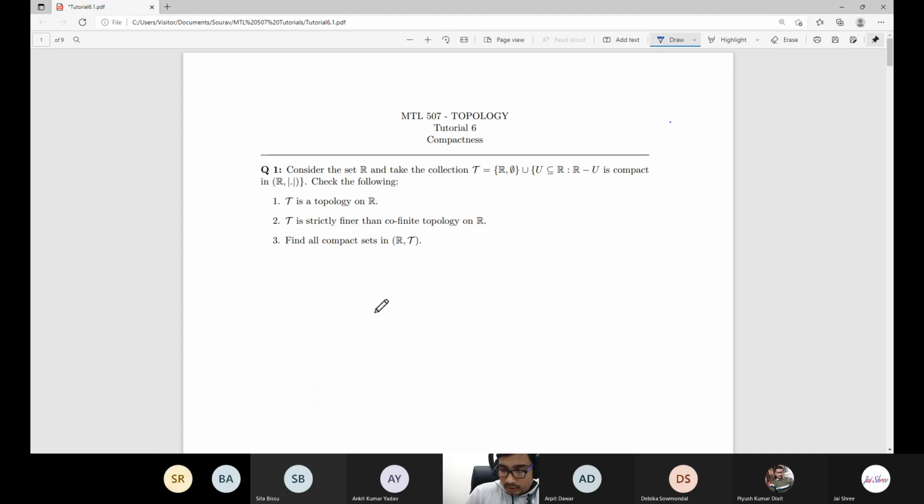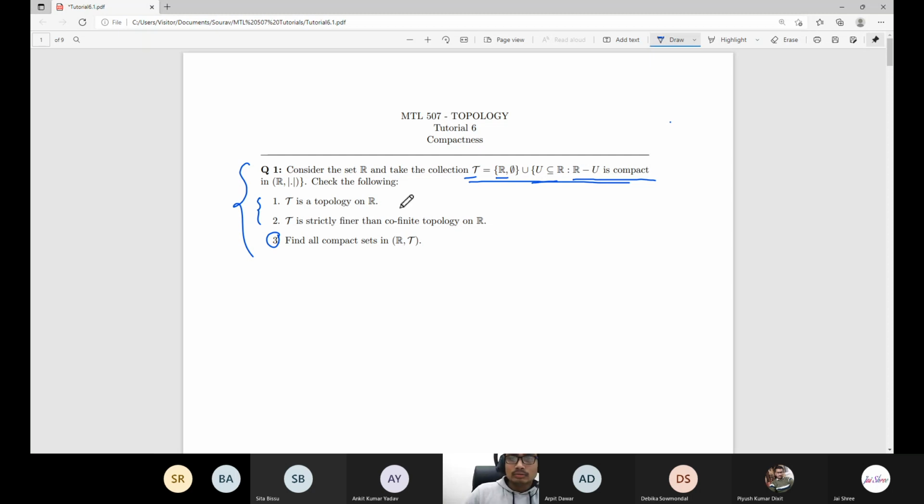In your first class, I had asked this question: if you consider the space R, and take the collection tau, consisting of R, the empty set, and all subsets such that their complement is compact. You have to check whether this collection is a topology, and whether it is strictly finer than the cofinite topology. And the third problem was to find all compact sets.